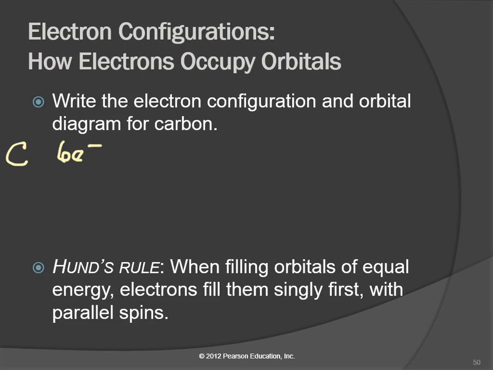So the cheapest room is 1S. So we could put 2 electrons in there. And then next is that 2s room. And we could put 2 electrons in there. And what's the next room? The 2p. The 2p room has how many beds? 3 beds. The s has 1, the p has 3, the d has 5, the f has 7.